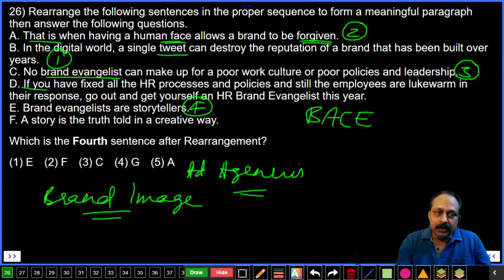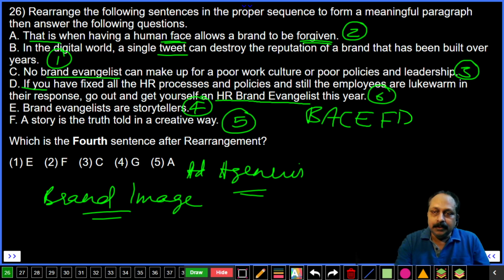And what is a story? A story is a truth told in a creative way. This is the fifth sentence. And what is the last sentence? If you have fixed all the HR processes and policies and still the employees are lukewarm in their response, go out and get yourself an HR brand evangelist this year. The passage is all about getting yourself an HR brand evangelist.